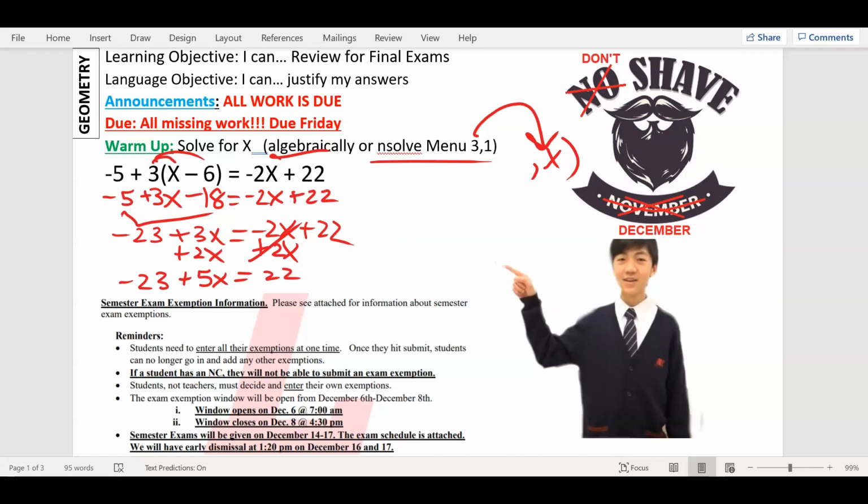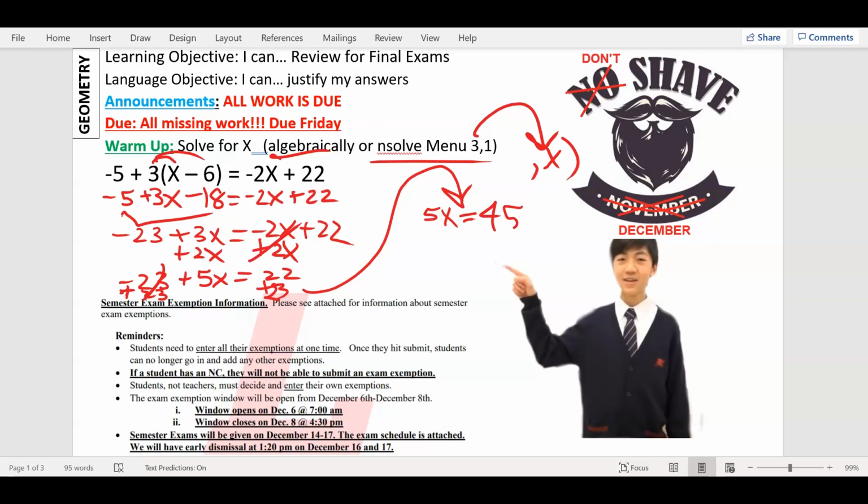Now, x is on the left side. I want to get rid of the constant on the left side, which is adding 23 to both sides. So plus 23, plus 23. Now, I'm running out of room, so let's rewrite it over here. 5x equals 22 plus 23 is 45.